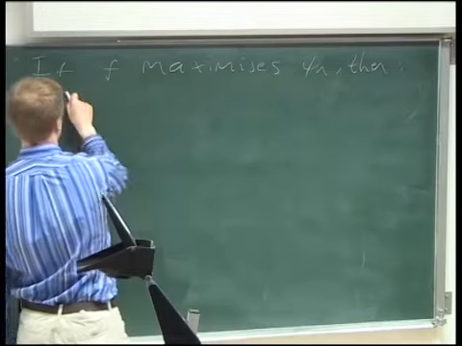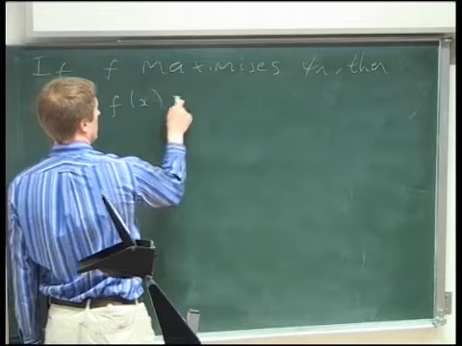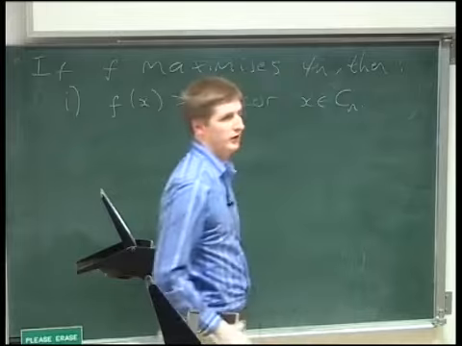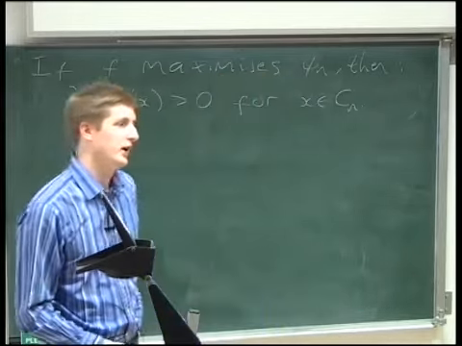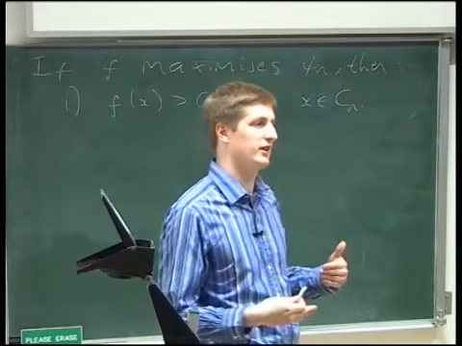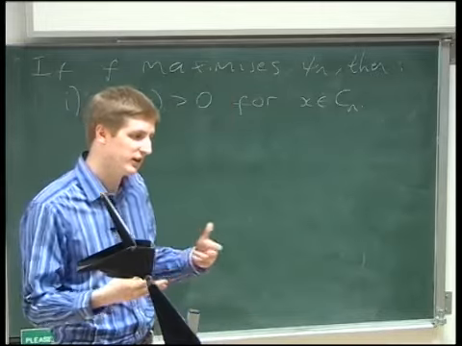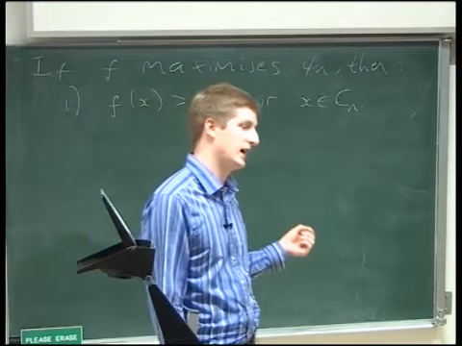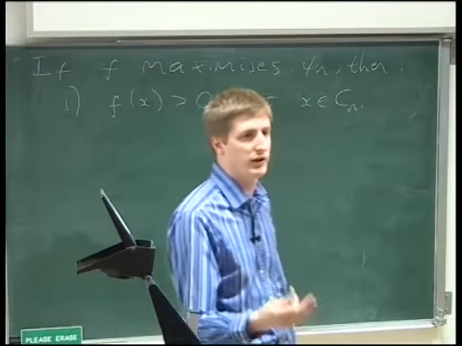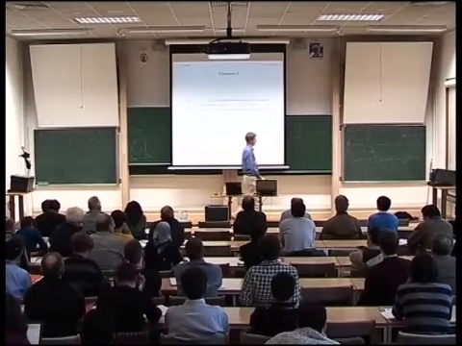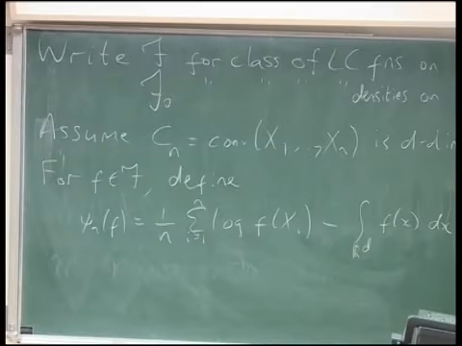First of all, it must be positive on the convex hull of the data. The reason for this is if it weren't positive at some point in the convex hull of the data, then the concavity constraint on the logarithm of f would actually force f to be 0 at one of the observation points, and of course that would mean that psi n of f was actually equal to minus infinity, which is not good when we're trying to maximize it.